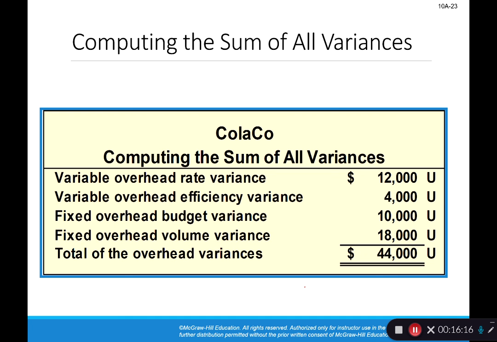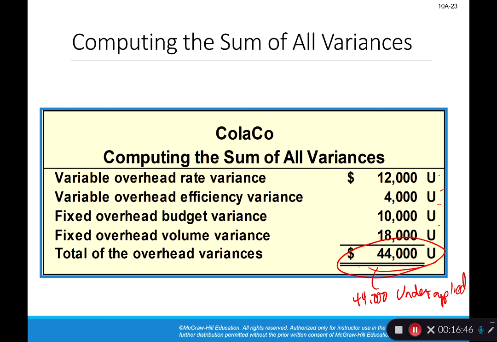Why are we showing you this? So we can give you the grand finale, which is to show you that if we take our variable overhead rate variance, our variable overhead efficiency variance, our fixed overhead budget variance, and our fixed overhead volume variance, and we add them together, because they're all U, we can just add them all, and we get an overall 44,000 unfavorable variance, which represents the 44,000 under applied overhead that we had previously calculated.